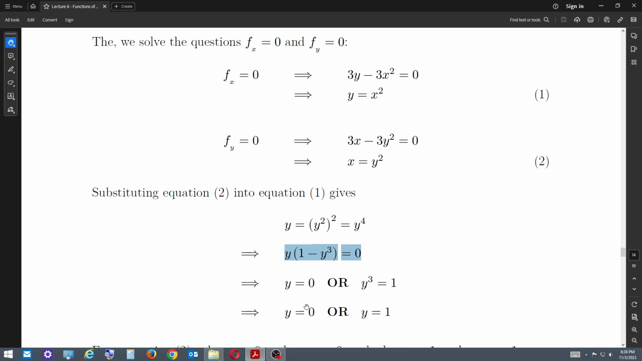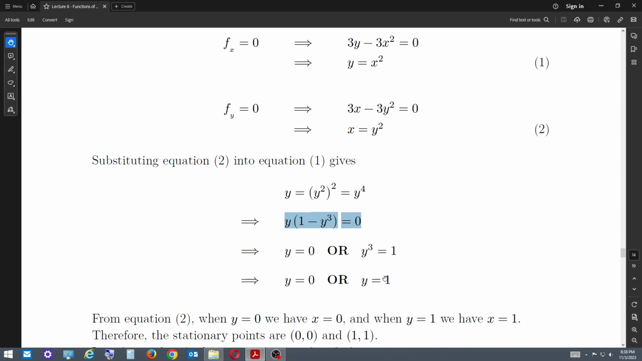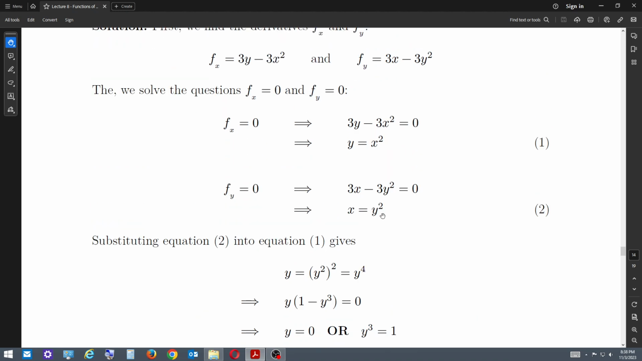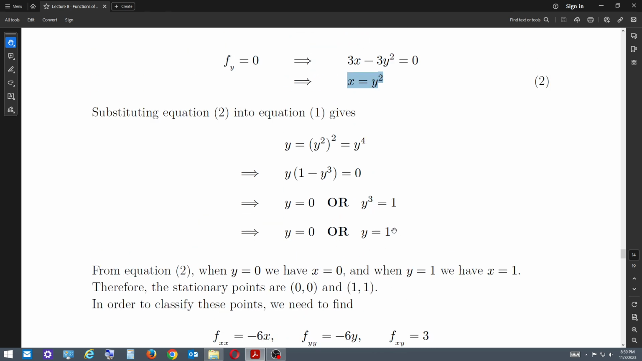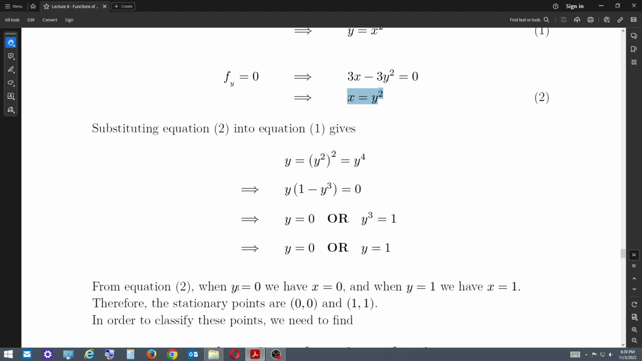Now, this equation tells me that either y is equal to 0 or y is equal to 1. So we have two possible cases, y is 0 or y is 1. And with these two cases, I can find my corresponding x values. I could substitute into either one of these equations and get my answer. I could take, for example, this equation, because this has x as the subject and I want to solve for x. So when y is 0, I get x is 0. When y is 1, I get x is 1. Right, so those are my two points. My two stationary points are, remember, when y is 0, x is 0, so (0, 0) is one point, and (1, 1) is the second point. These are my stationary points. Just pair up the x and y values.